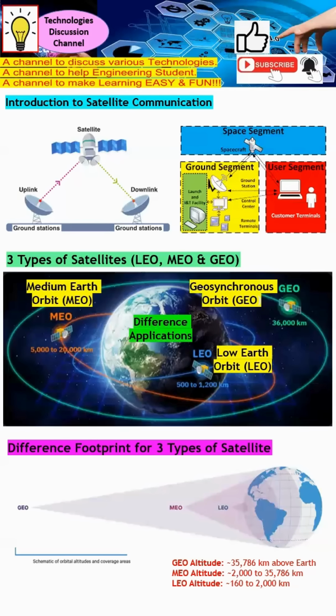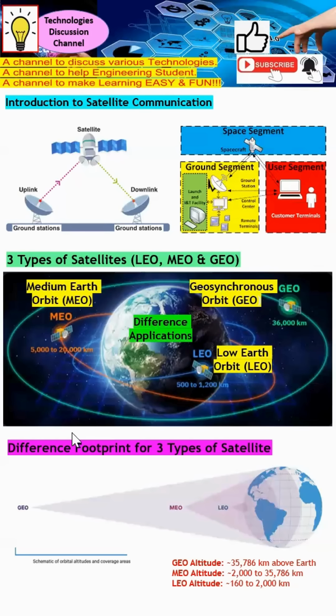Next is the medium Earth orbit. They are slightly further away, in between LEO and GEO, while GEO is the furthest away from the Earth. Hence it can cover a larger footprint. However, the latency will be very high.